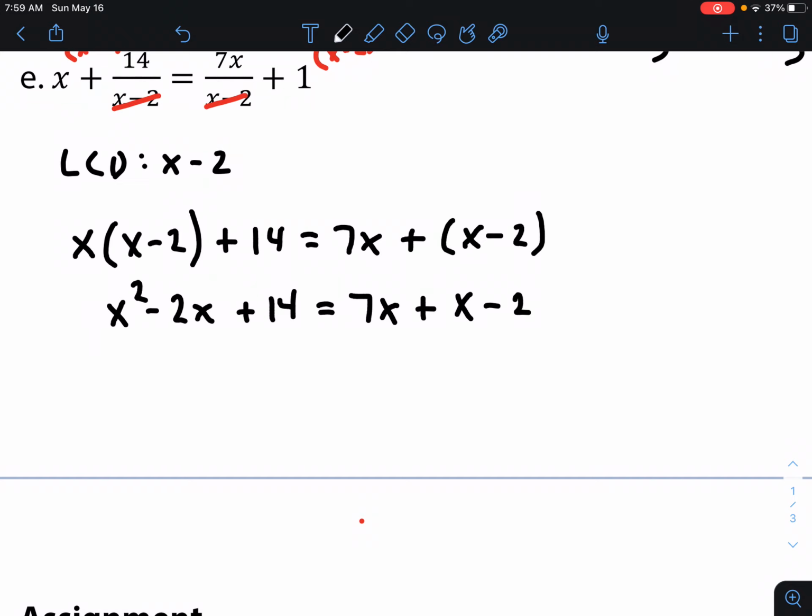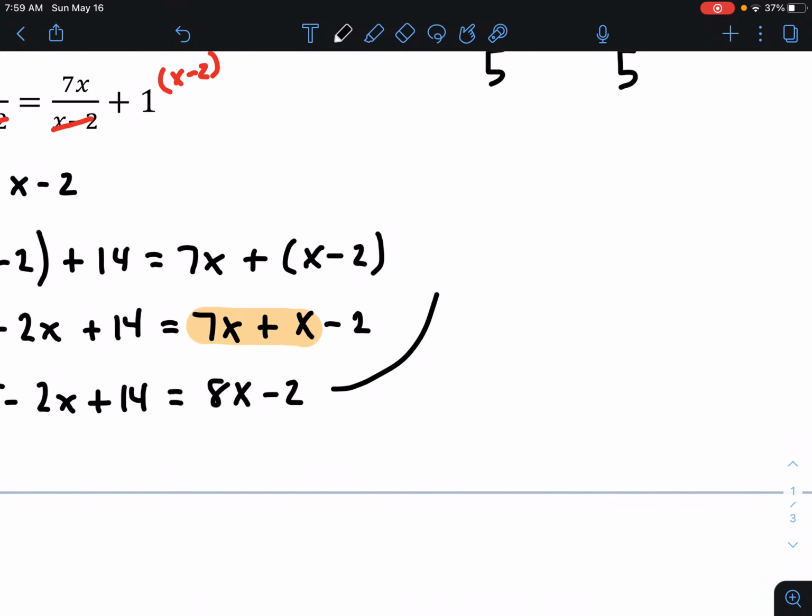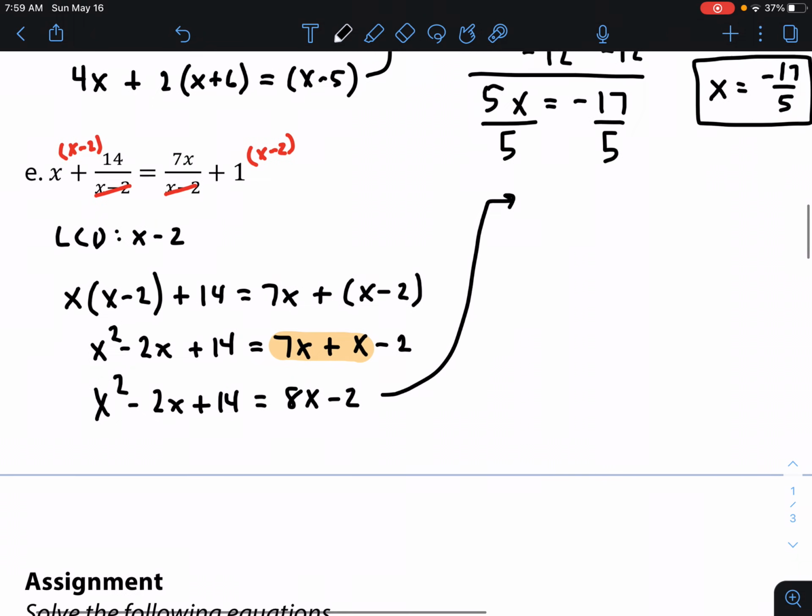All right, and now anytime we see a squared term, x term, and numbers, we're going to think quadratic, so we're going to want to put everything on one side of the equal sign and hopefully get it equal to 0. But before we do that, we've got to combine like terms. So we have x squared minus 2x plus 14 equals 8x minus 2. Okay, so now I'm going to jump back up over here. And so my next step is going to be subtracting 8x. I'll write it down here, but we'll do it up over there. Subtracting 8x from both sides.